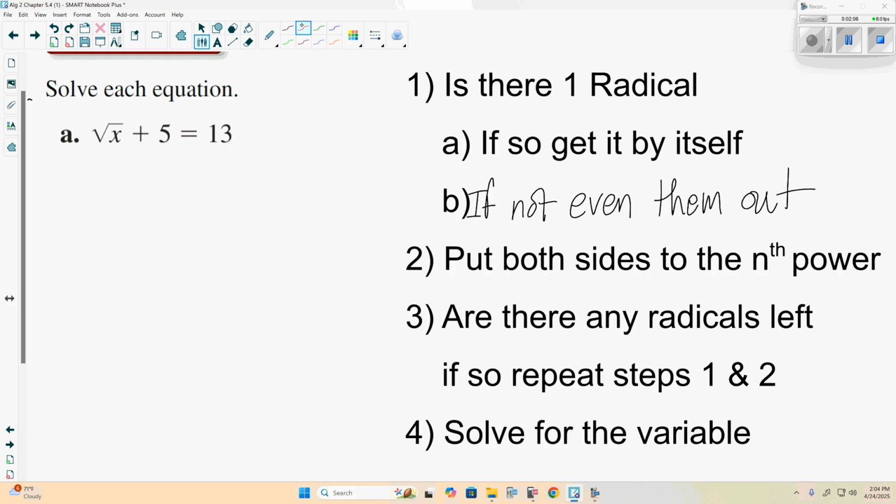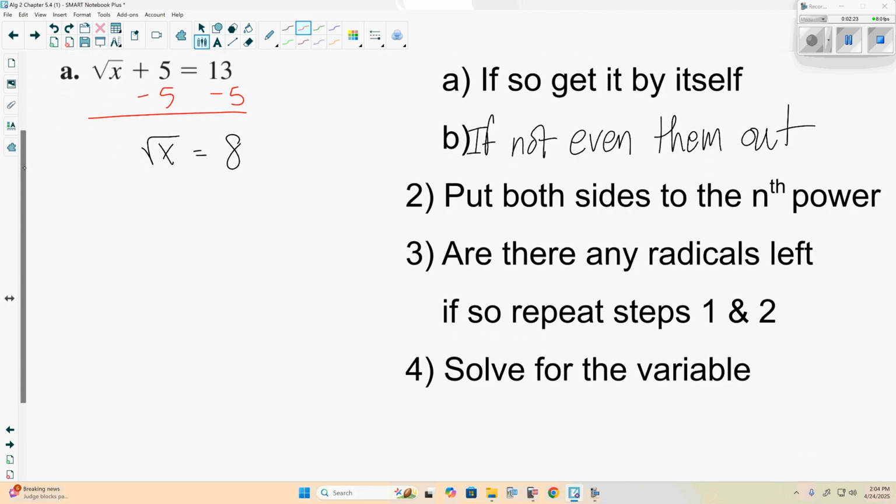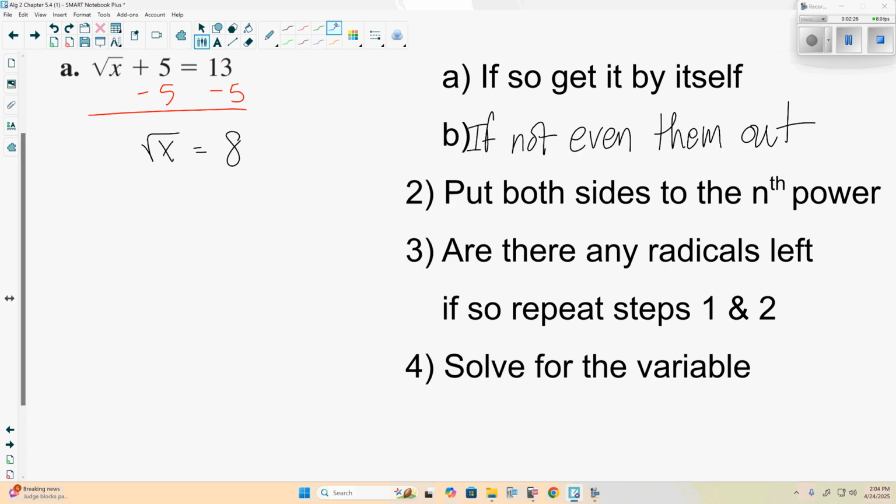So, when we look at this here, square root of x plus 5 equals 13. Is there one radical? Yes. If so, get it by itself. So we would indeed subtract 5, showing us the square root of x is equal to 8. Is the radical by itself? Yes, so now we're going to put both sides to the nth power. So what power would we use? 2. Because we're squaring a square root.